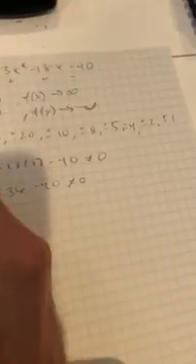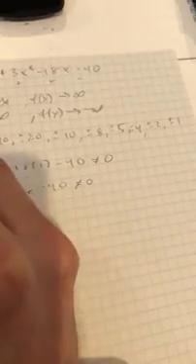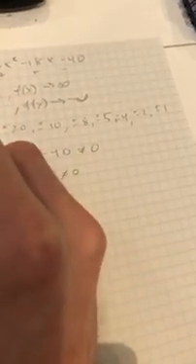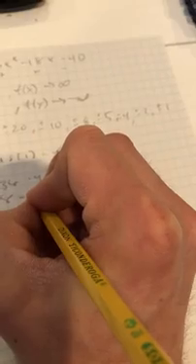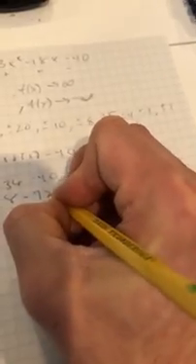Okay, still not going to be 0. Let's go on to 4. I got 64 plus 48 minus 72 minus 40. Okay, I think it's going to equal 0. So I've got 4 as a factor.